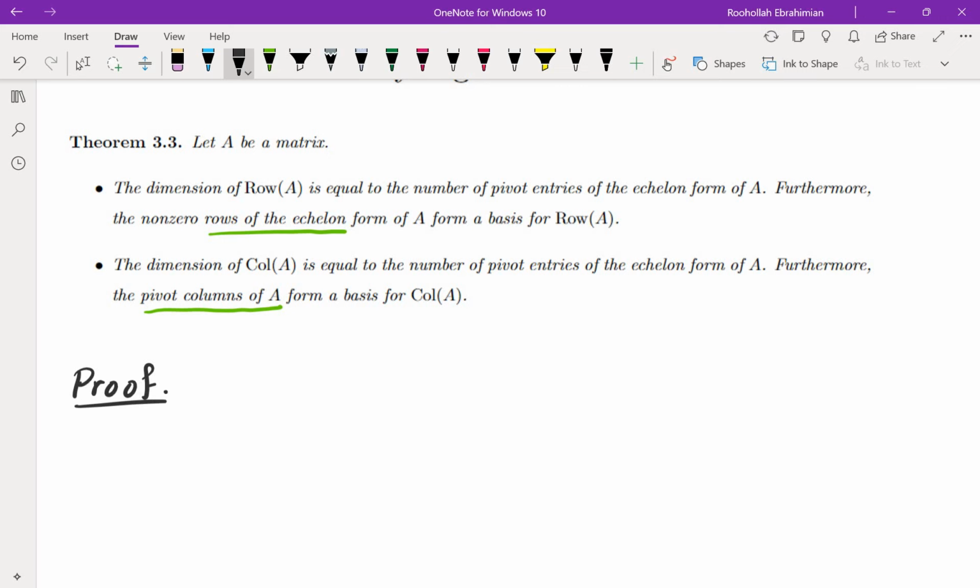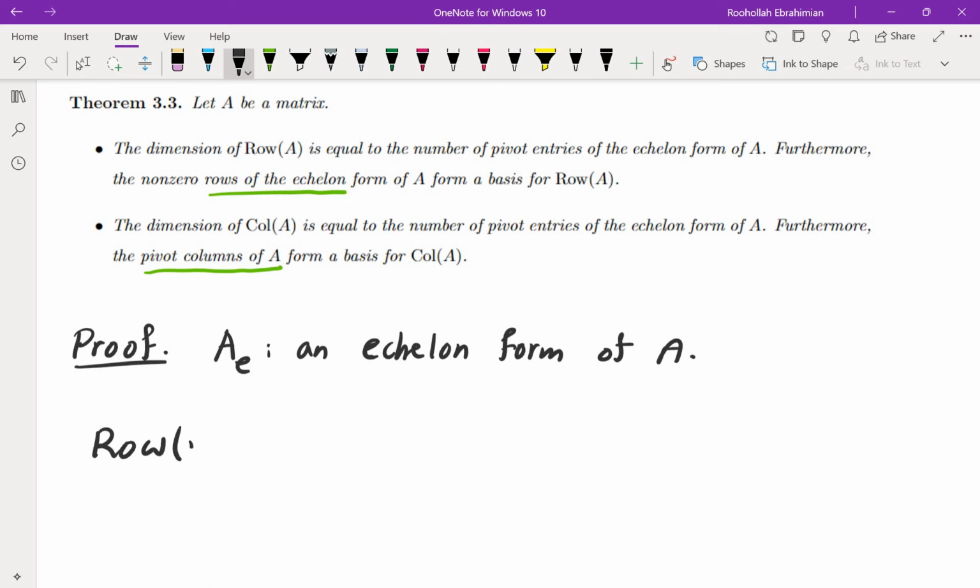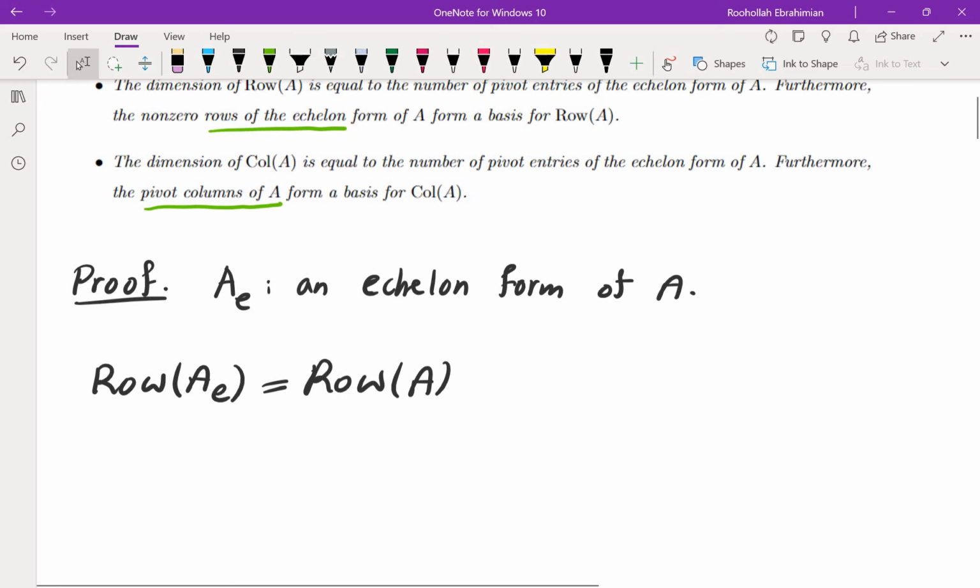I want to show that the row space would be spanned by the rows of the echelon form and it would be a basis. So here is the idea of the proof, and this would not be a complete proof, but it would give you the main ideas. So one thing is that if I say A sub E is an echelon form of A, then it is not very difficult to see, and this is in fact in one of your homework assignments, that if I apply row operations, the row space does not change. So now what that means is that the row space of the echelon form is the same as the row space of A.